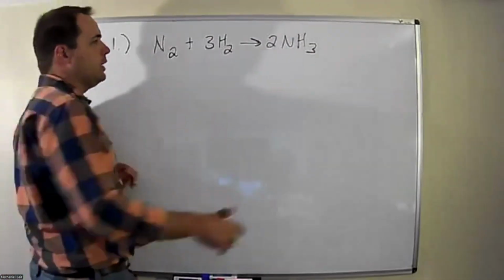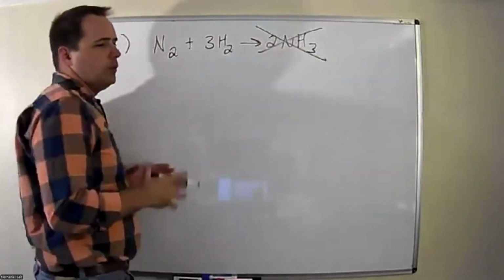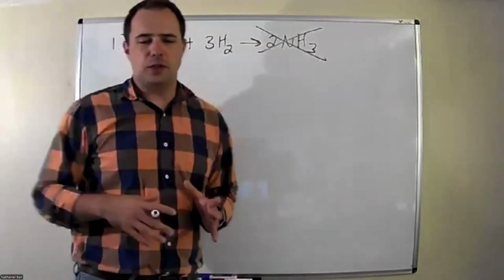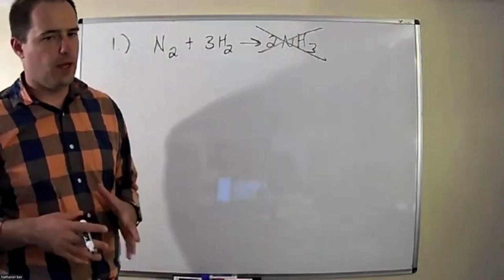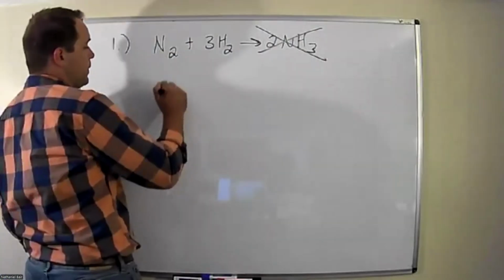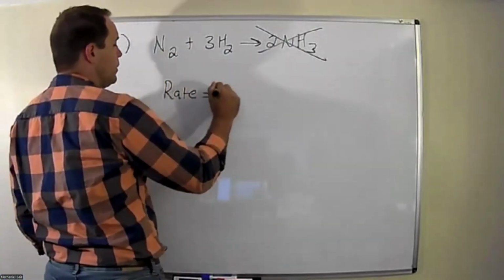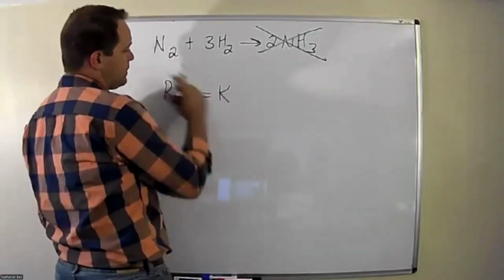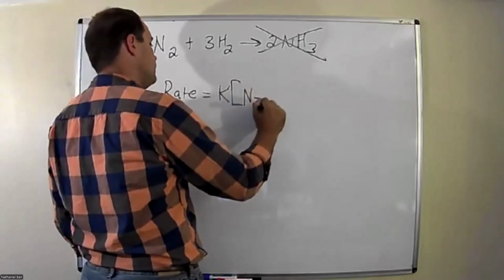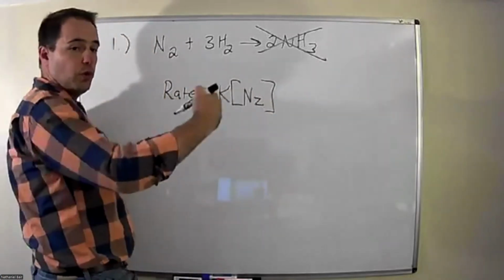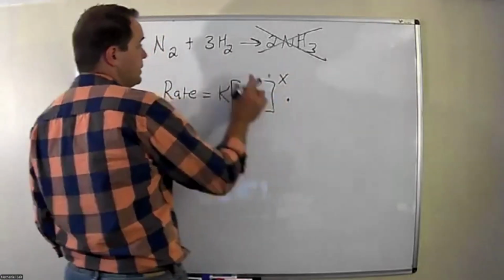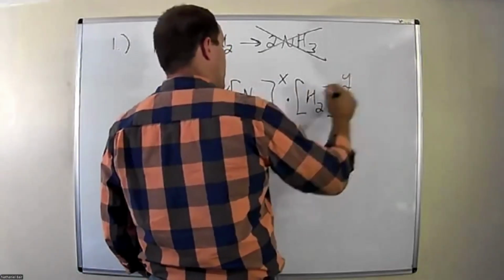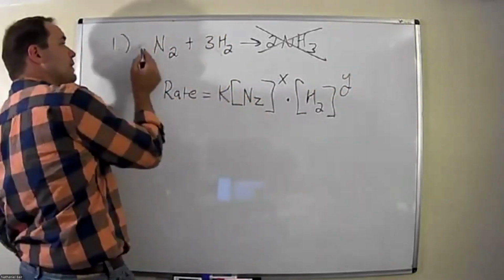The first thing when you're writing a rate law, the products don't matter. We do not include product concentrations in our rate laws. We base the rate of chemical reactions only on reactants when we're doing this rate law stuff. And what we would write is rate equals some constant K times the concentration of each reactant. So times the concentration of N2, raised to some order, we're going to call it X. And then times the concentration of H2, raised to some order. We'll call that Y.